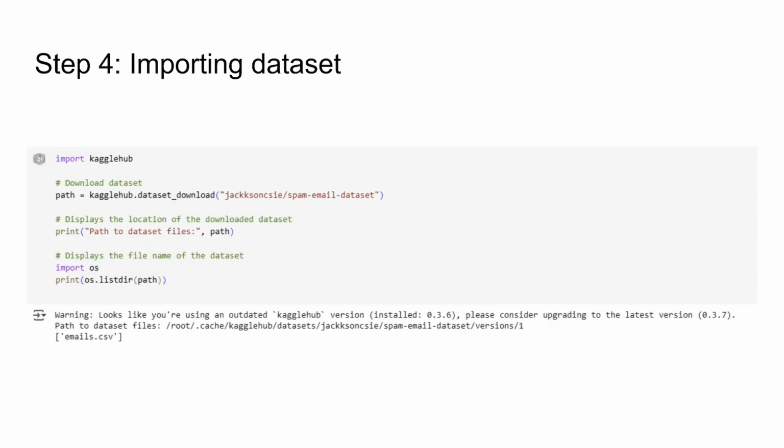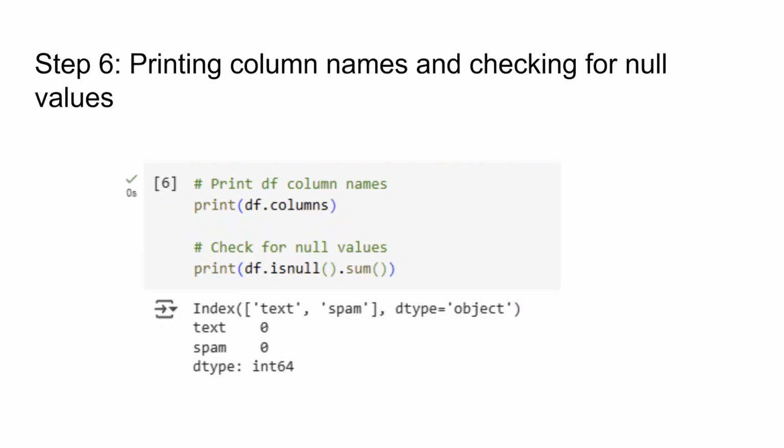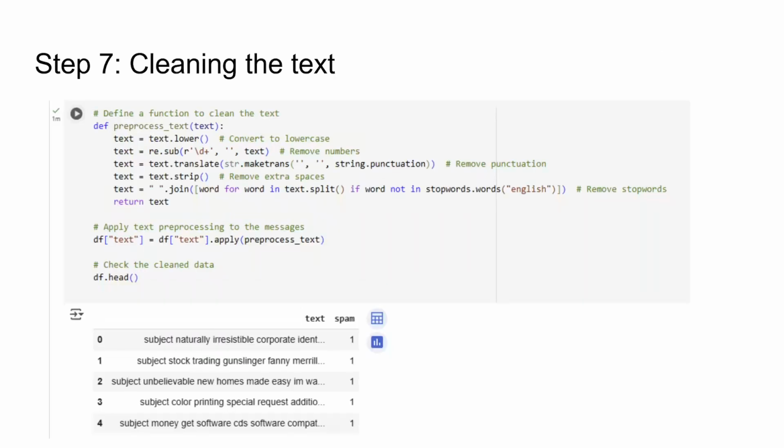So we have to import the data set. You can import it directly from Kaggle into Google Colab. And then we load it into a pandas data frame. It also displays the first 5 rows just to check that it imported correctly. So now I'm printing the column names to see what they're called. We can see they're called text and spam, and then it checks for null values. If you see it says 0 next to each of those words, that means we have no null values.